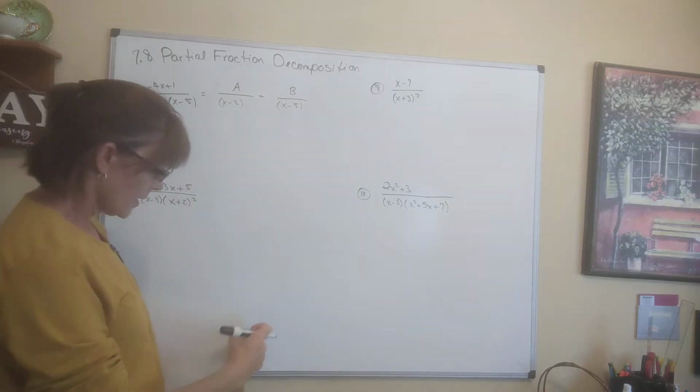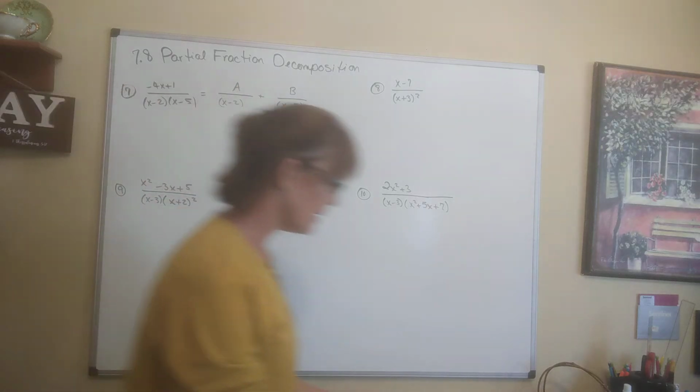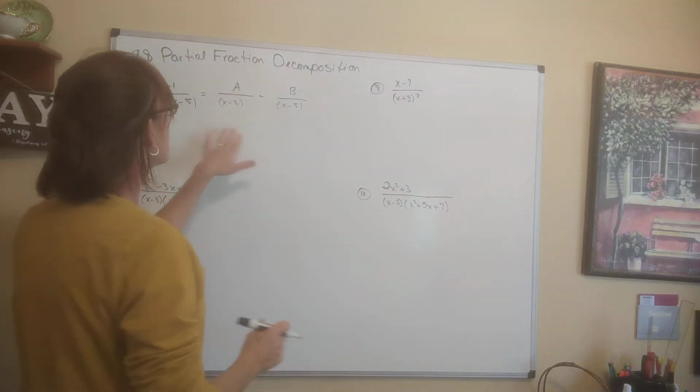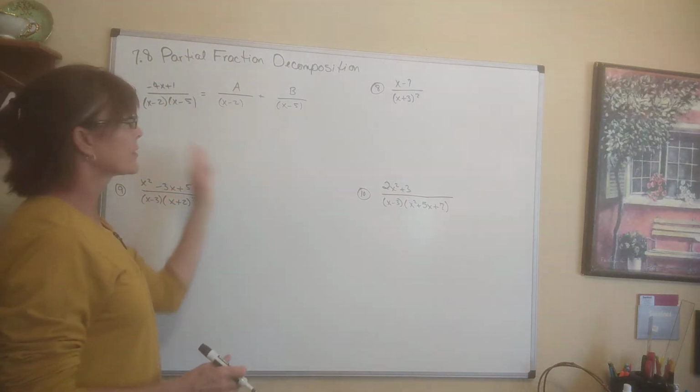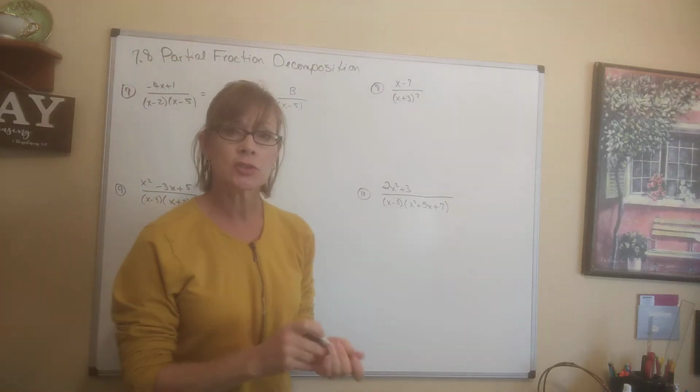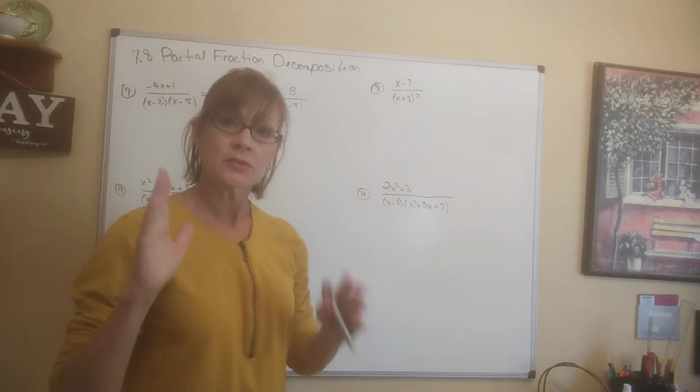Okay, so now let us go ahead and we have to solve for A and B. So it goes like this. The first step, of course, is to factor if it's not factored. The second step is to set up your decomposition. And then the third thing to do is to solve for A and B.